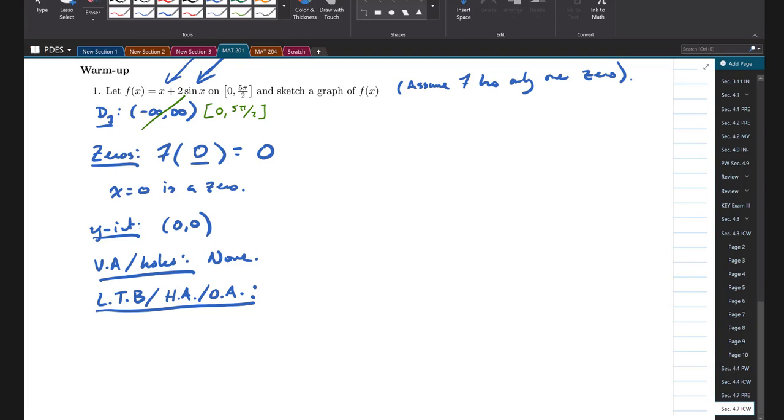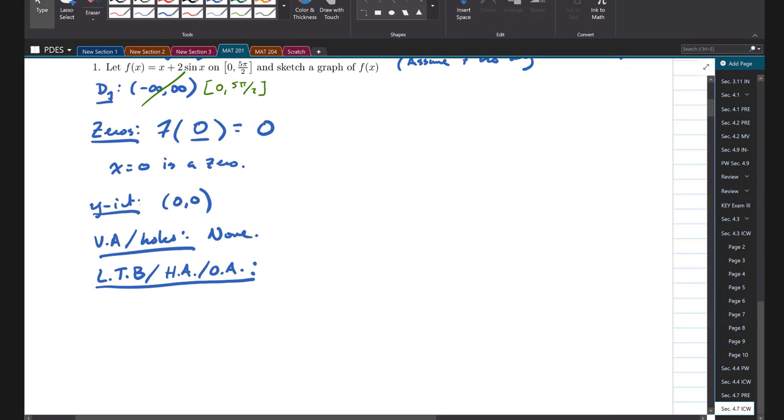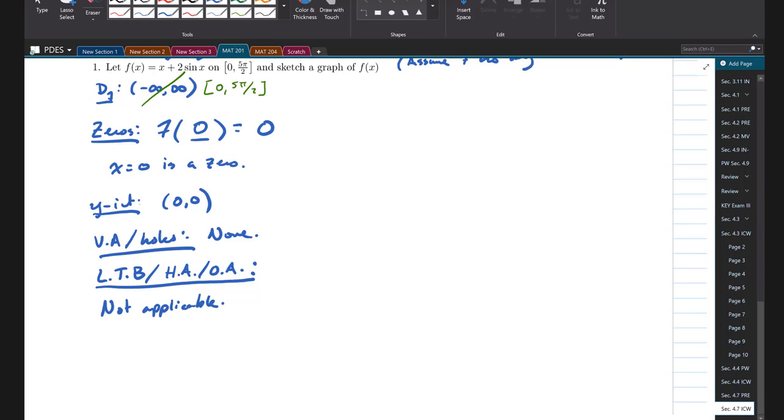Well, what's my domain on this function? 0 to 5 pi over 2. Yeah. So does it make sense to look at the limit as x is approaching infinity or as x is approaching negative infinity? Yeah, so this is not applicable in this problem, because we've restricted ourselves to some other domain. We okay with that, folks?